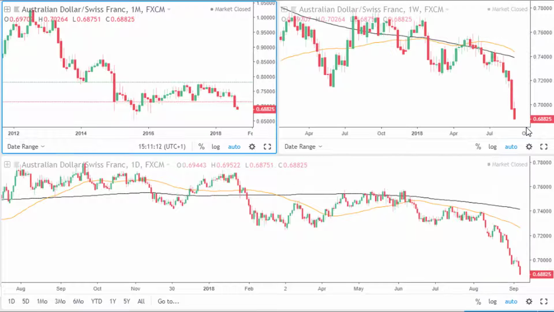We have 5 Forex pairs to go through today. 3 of them contain the Swiss franc, so a lot of movement in the Swiss franc. So we're going to start off with the Australian dollar Swiss franc.